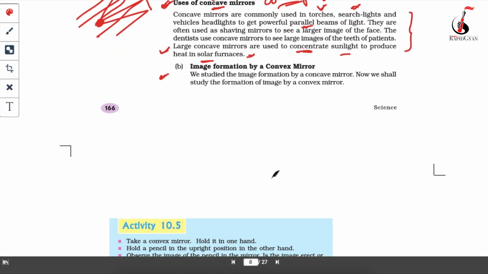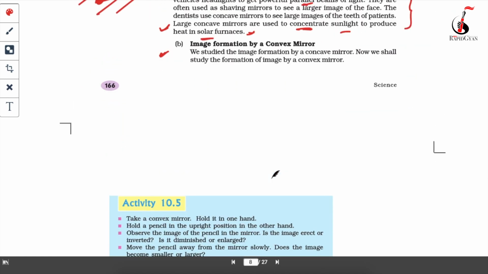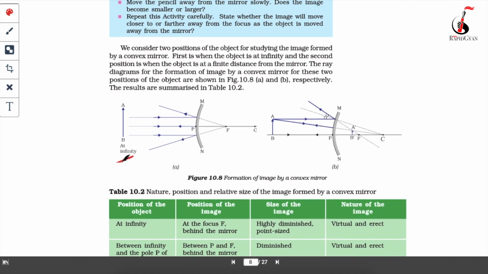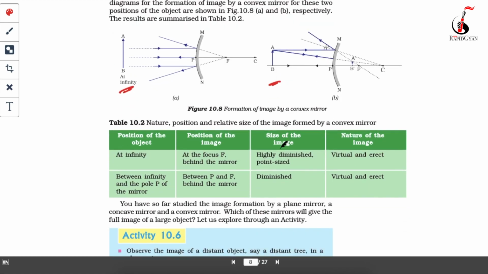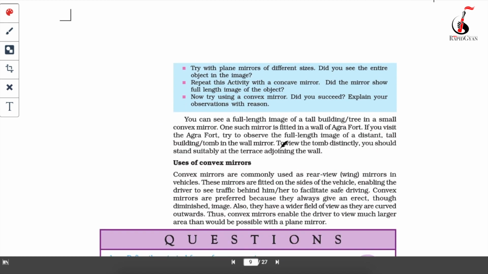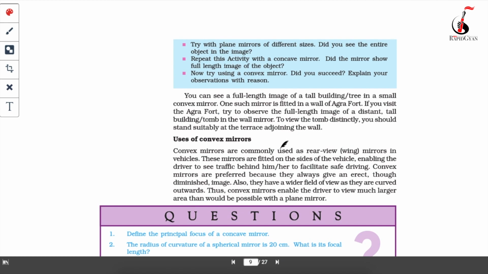So image formation by convex mirror, I will see. So these are the 2 cases, which I have already explained. One is when it's at infinity, and another case is between infinity and P. Okay guys, now I think there will be some uses. So where are these convex mirrors going to be used? If you guys have seen the rear view mirror of the vehicle, whether it's a car or bike, those mirrors are convex mirrors.